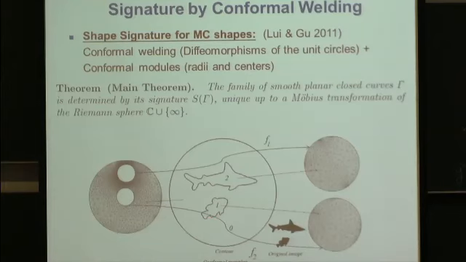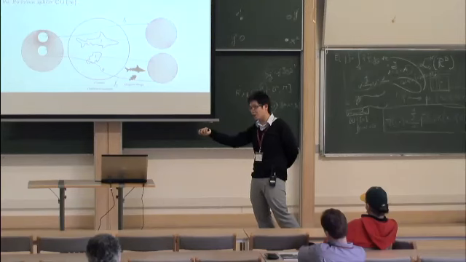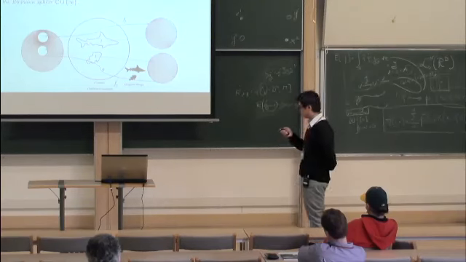And then what is conformal module? Conformal module is basically the center and the radii of this circle domain. So this tells you the conformal structure of these multi-connected shapes. It turns out we can prove that under suitable normalization, this signature is unique, in the sense that every shape signature corresponds to a unique shape, and for every shape you can compute a unique signature.